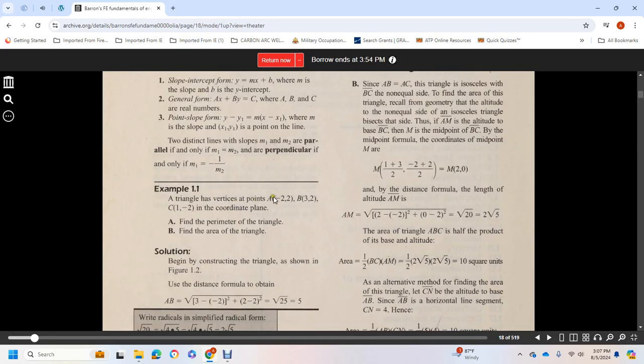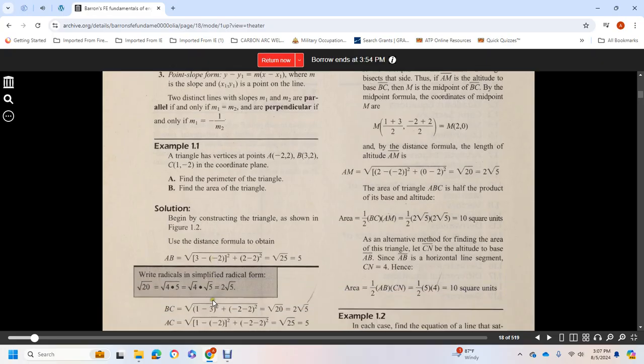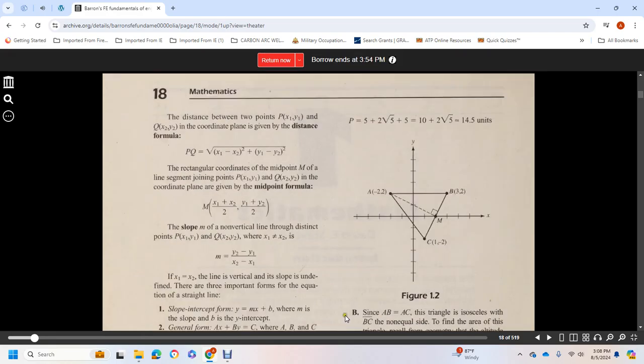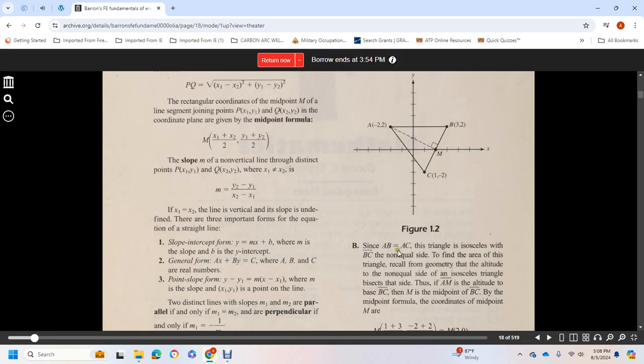Our triangle has vertices A (1, -2), B (3, 2), and C. Find the perimeter of the triangle. Find the area of the triangle. Begin by constructing the triangle as shown in figure 1-2 with the distance formula. Obtain simplified radicals: radical 20 is equal to radical 4 times radical 5, which equals 2 radical 5. P is the perimeter of the triangle, the sum of the side lengths. Since AB is equal to AC, the triangle is isosceles, and BC is not an equal side.